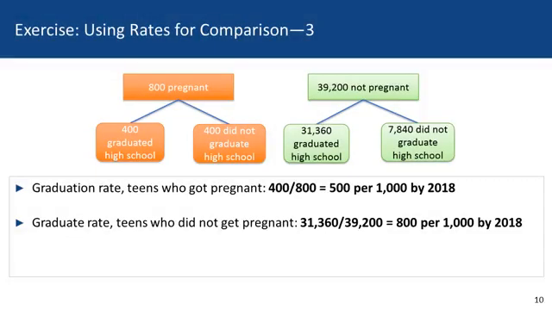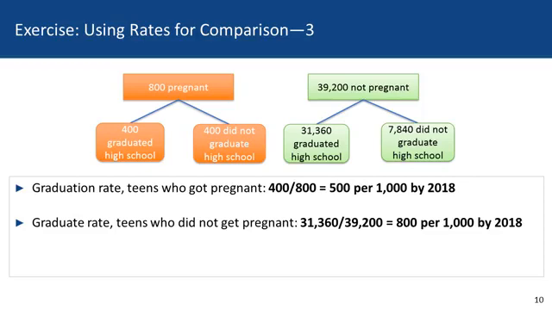Let's look at our rate comparisons. The graduation rate in teens who got pregnant is 400 out of 800, or 500 per 1,000 teens by 2018. In contrast, the graduation rate in teens who did not get pregnant in 2012 is 31,360 over 39,200, or 800 per 1,000 by 2018.